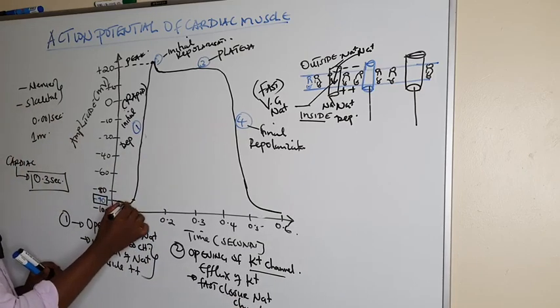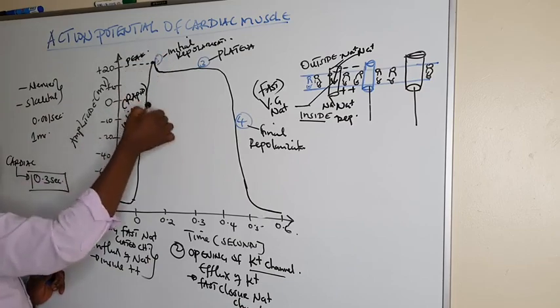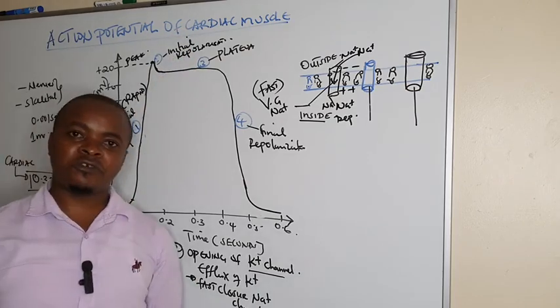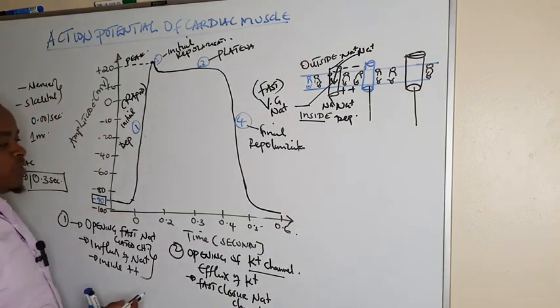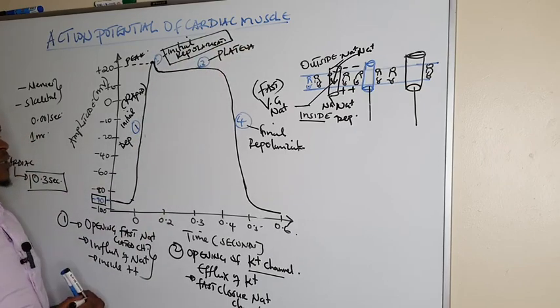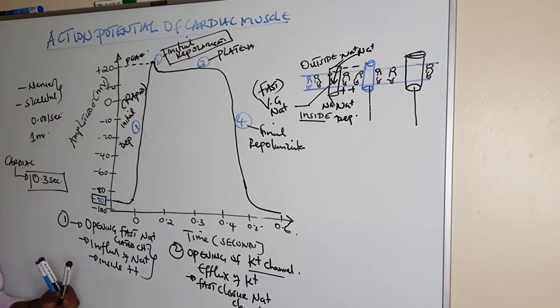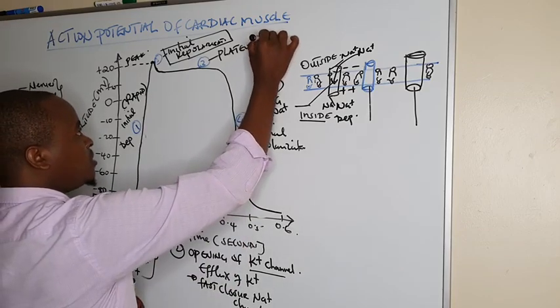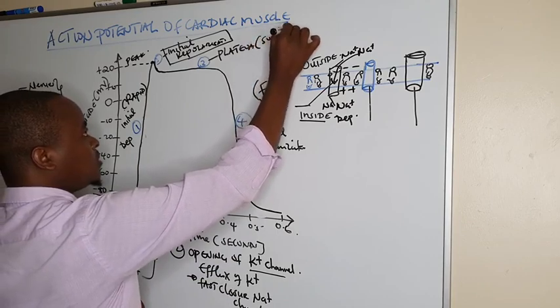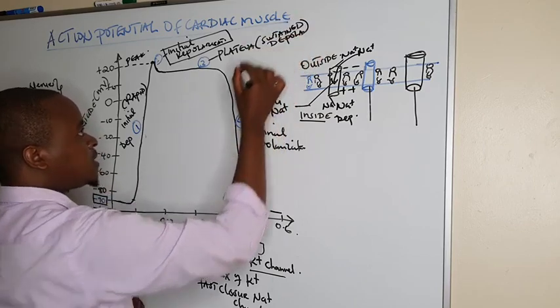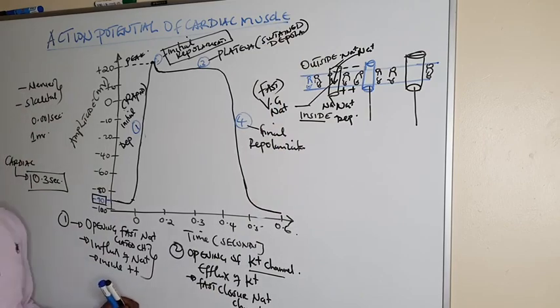Because here, after the sodium channel opening, they close immediately, and there is a smaller opening allowing the outflow of potassium ions, bringing about initial repolarization. And this initial repolarization is followed by the plateau. And this plateau is sustained depolarization.